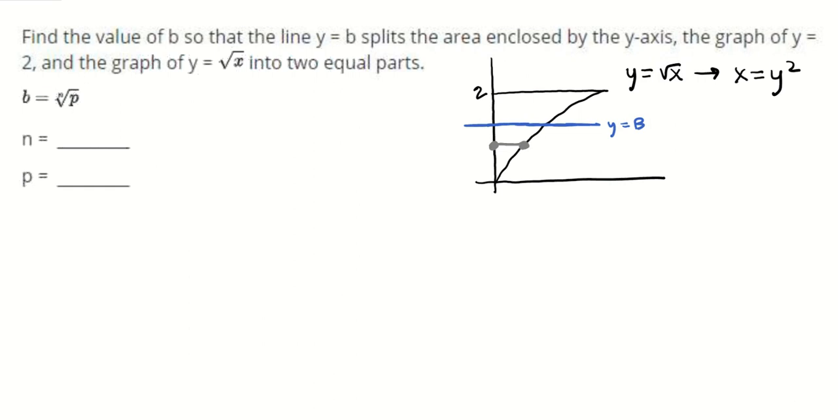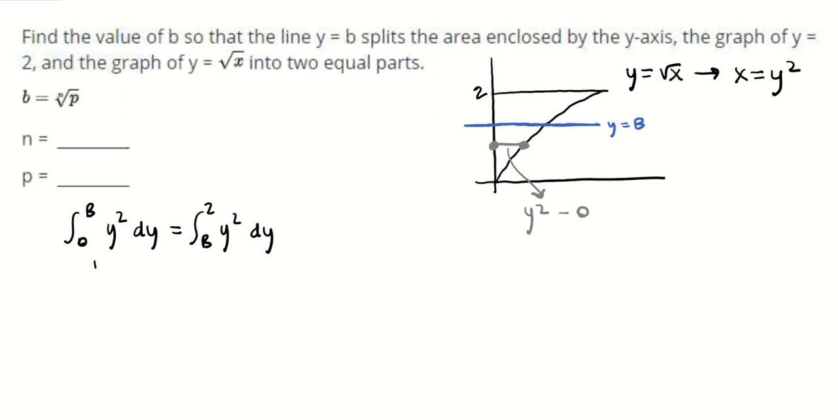And so the width of this horizontal line segment right here is going to be x equals y squared minus the y-axis, which is x equals 0. So it's just y squared. So my equation that I'm looking to solve for b is going to be the integral from 0 to b of y squared dy is equal to the integral from b up to 2 of y squared dy.